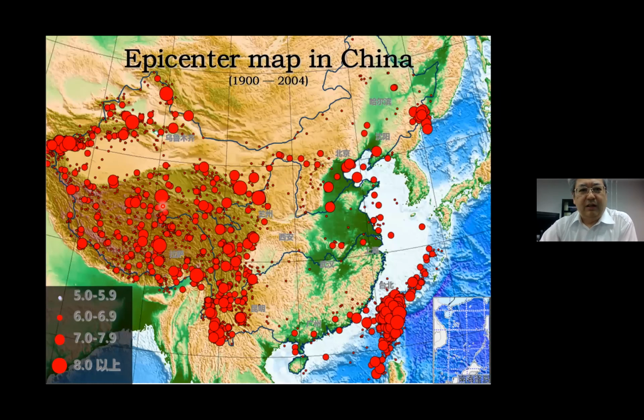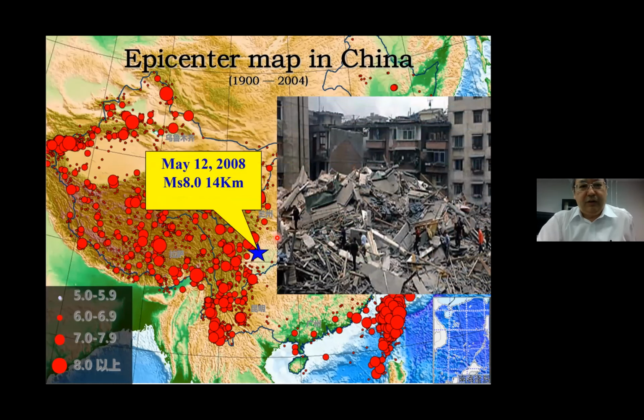Okay, here. And this is the seismic activity in China. Actually, in this area, the western part of China and near Beijing, there are some active regions. And the Sichuan earthquake in 2008 with magnitude 8 happened here, just at the boundary between the active area and inactive areas. And more than 100,000 people were killed.